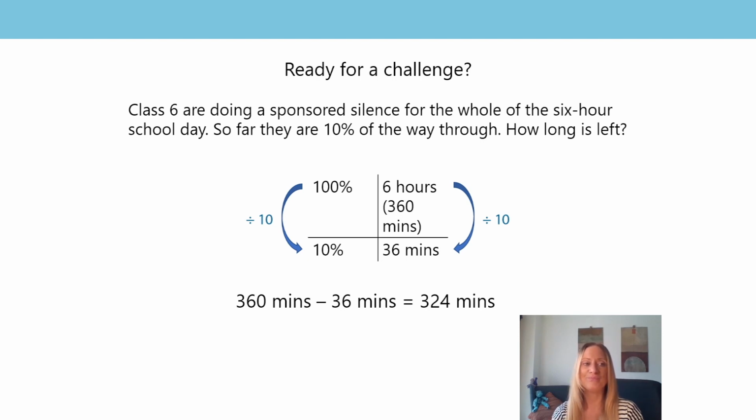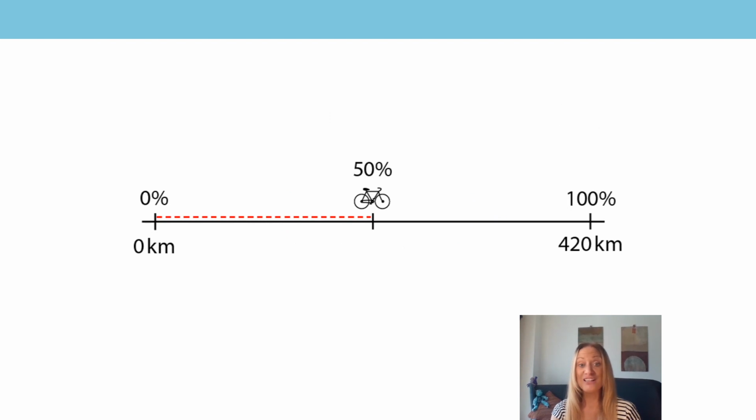Well done. Do you remember in the last lesson you were looking at this bike ride, weren't you? And we said that they had completed 50% of the bike ride. And how did you work out what 50% of the bike ride was? Yes, that's right. You knew that 100% was 420 kilometres. So how do I find 50%? I divide by 2. Why do I divide by 2? Because 50% is equivalent to a half. Excellent, well done. And if I divide 420 by 2, I get 210, don't I?